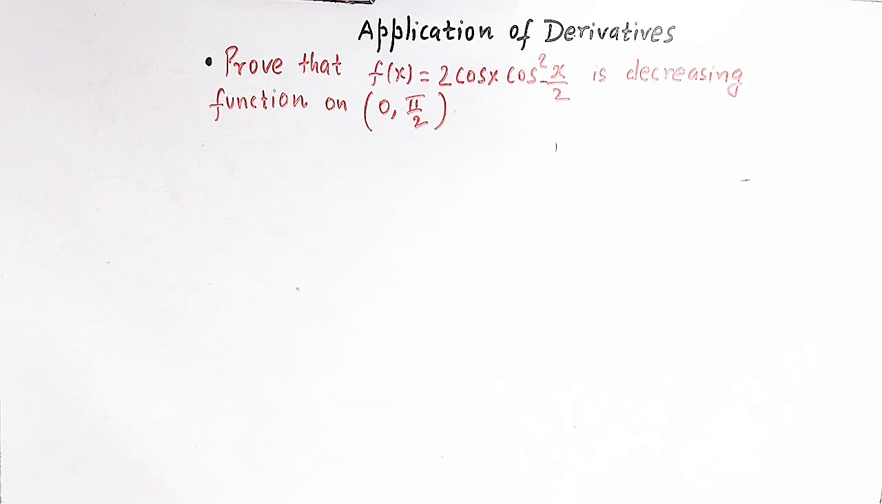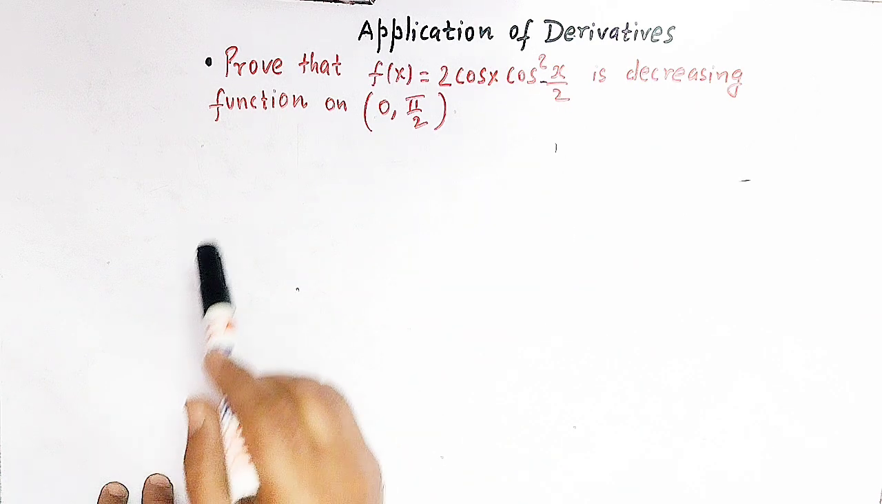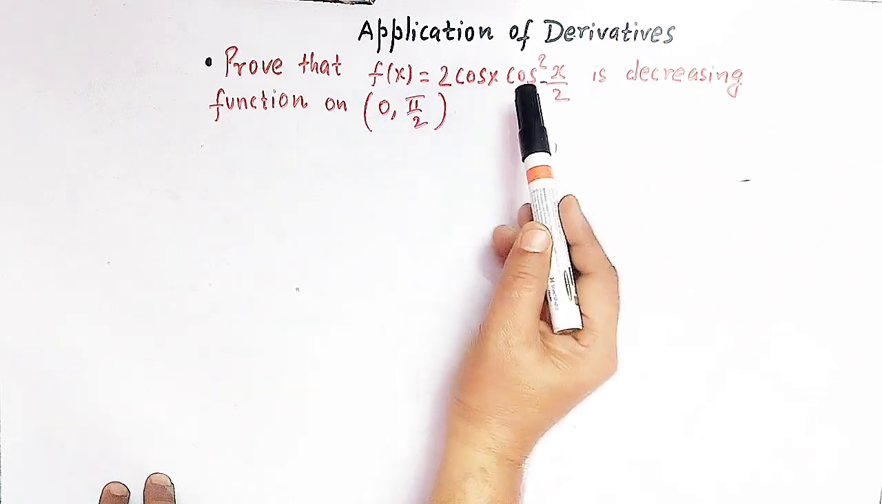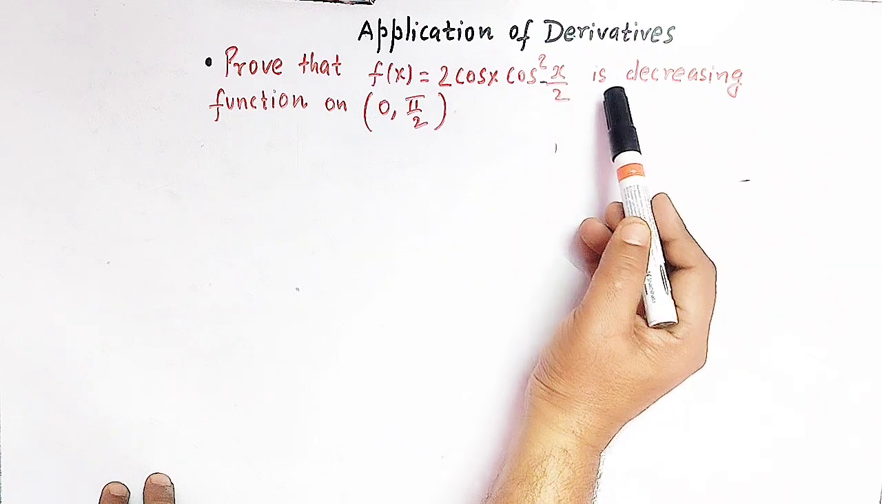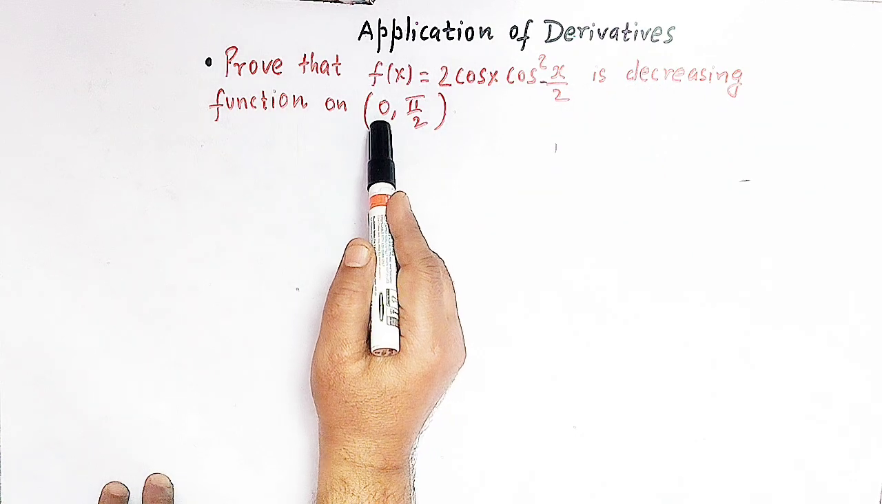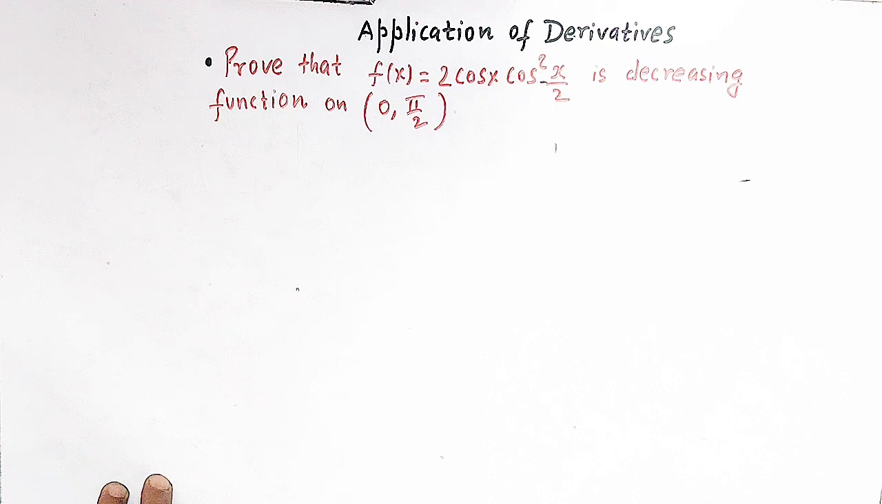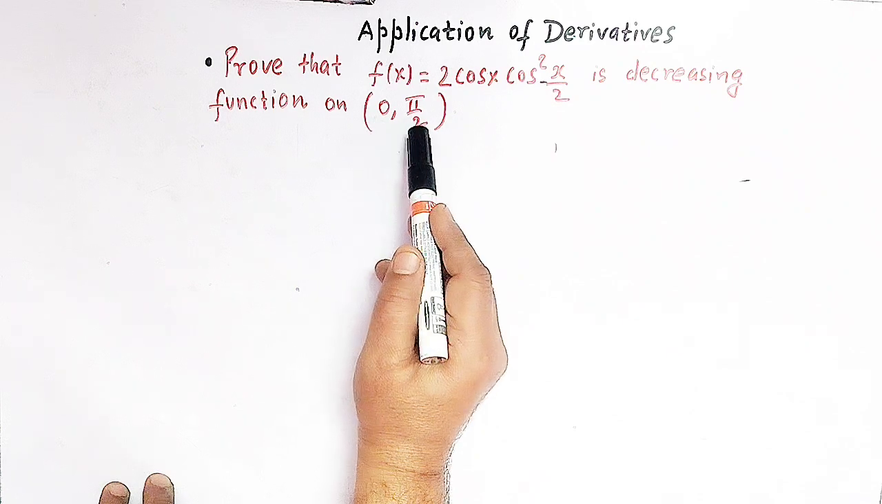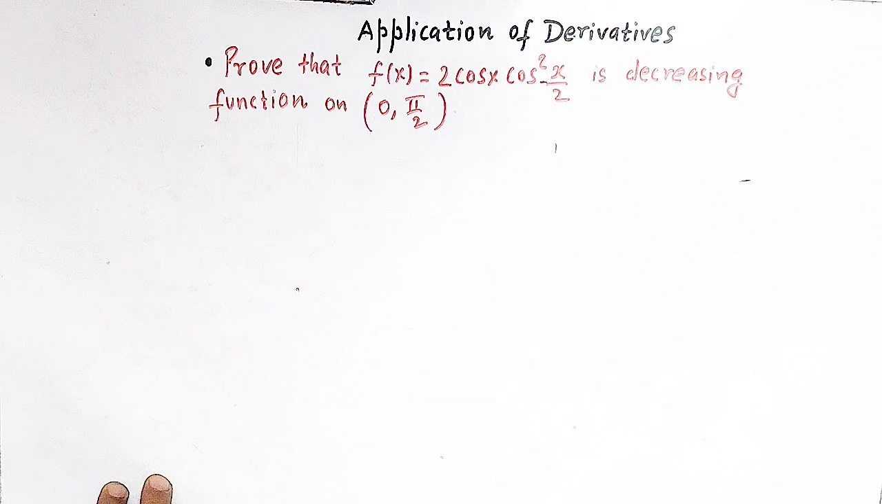Hello viewers, in today's session we are going to discuss another important problem from application of derivatives, and here we are going to take up an important problem from the concept of increasing and decreasing functions. So here we have to prove that this function f of x, that is 2 times cos x and here cos square x over 2, is a decreasing function on this interval, that is 0 to pi by 2. So in order to prove that this function f of x is a decreasing function on this interval, we have to take help of the concept of derivatives, right?